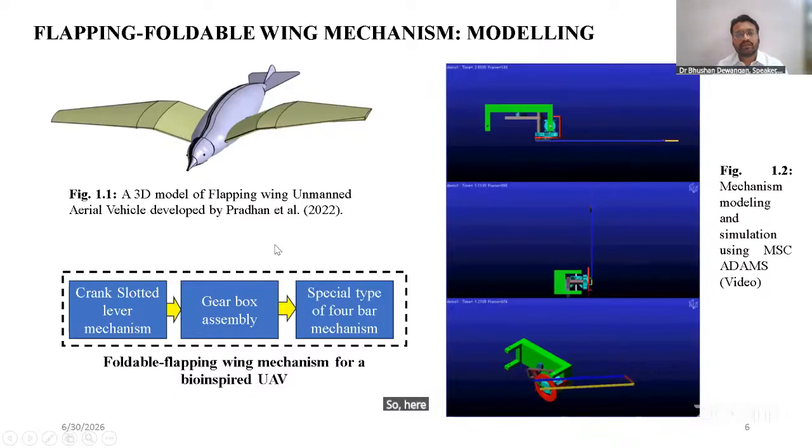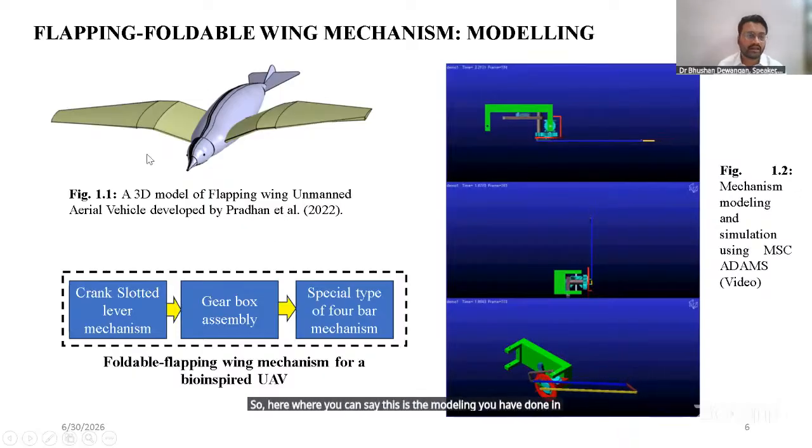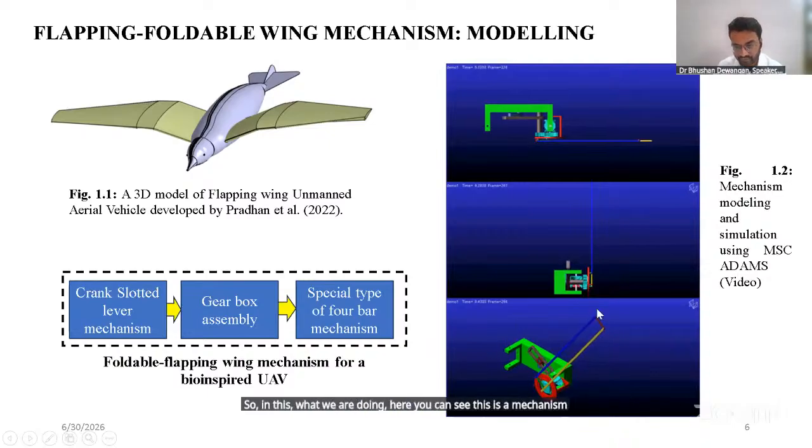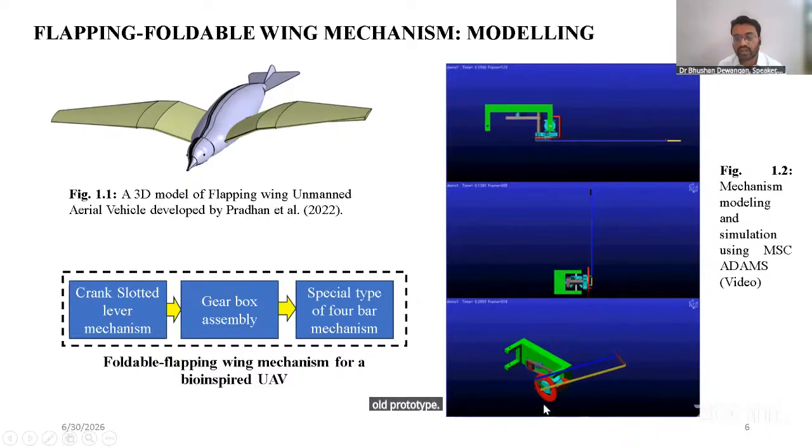So here you can see this is the modeling we have done in CATIA. And this is a 3D model of the flapping wing unmanned vehicle developed by Pradhan et al., as I discussed before. In this, here you can see this is a mechanism, and this is the heart of this whole prototype. So if this fails, then the whole prototype will fail.